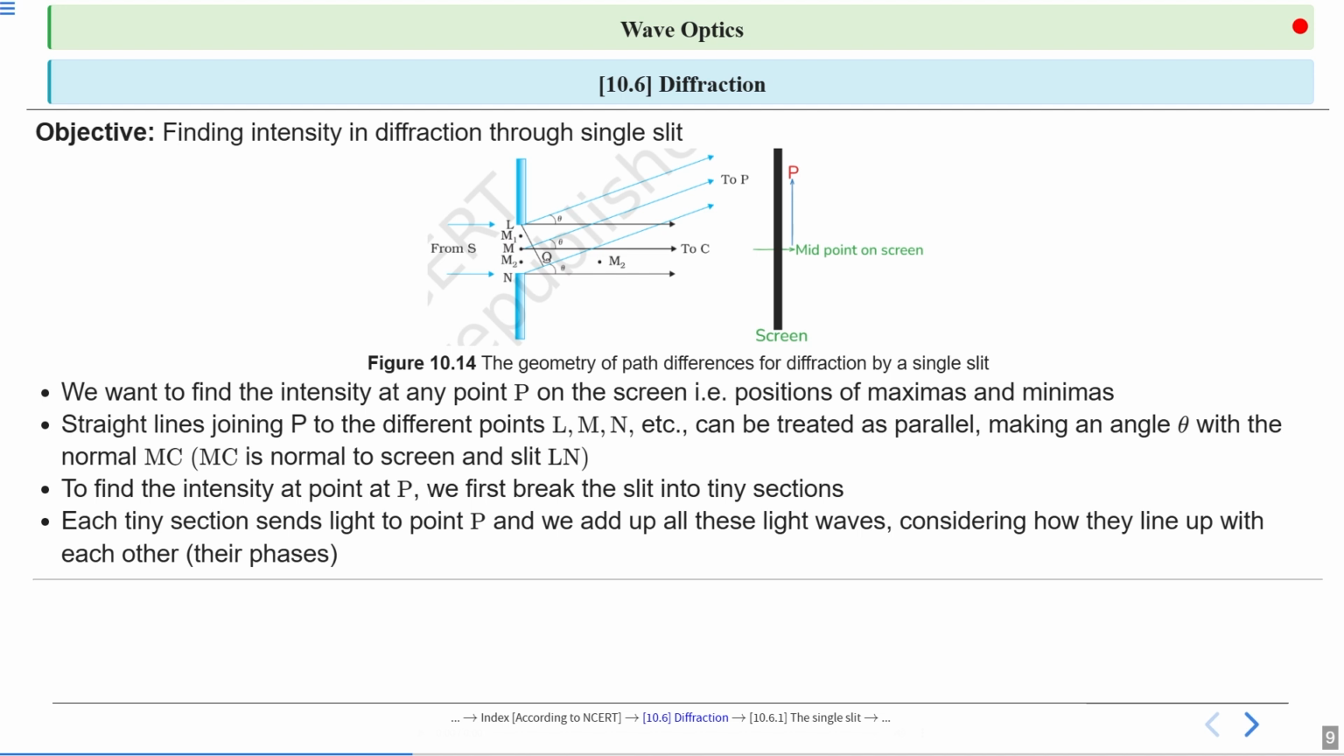The key here is to consider how these waves line up or combine with each other, which is determined by their phases. This cumulative effect of the waves' phases determines the resulting intensity at point P. How waves originating from different sections of the slit will interfere and combine will determine the resulting intensity at point P. And we will see the condition for minima and maxima at point P.